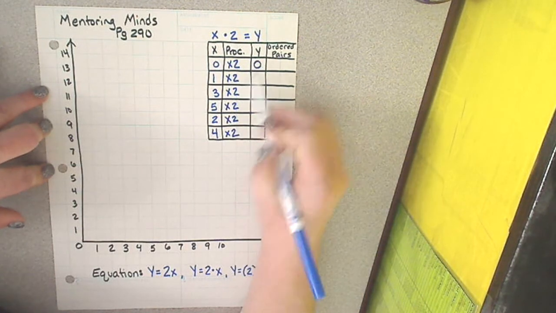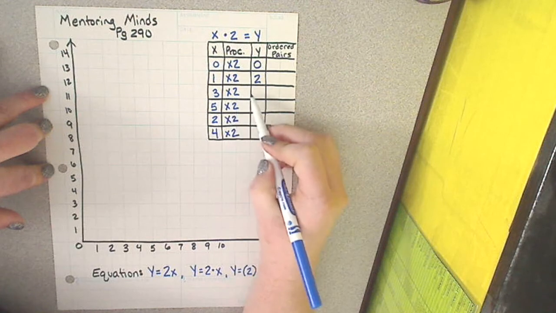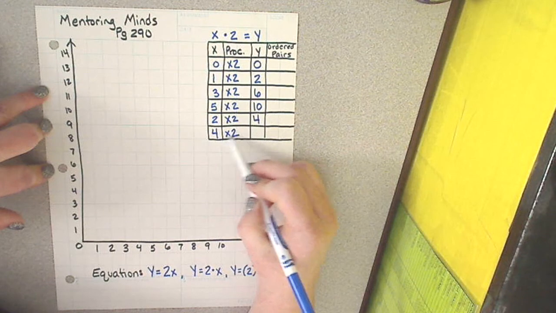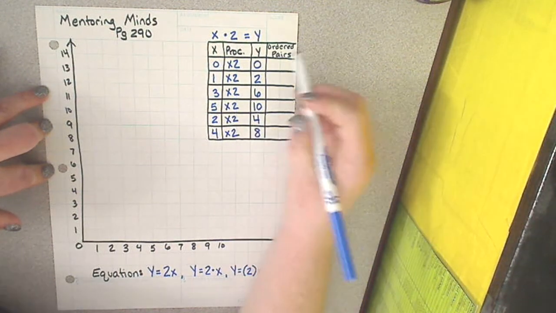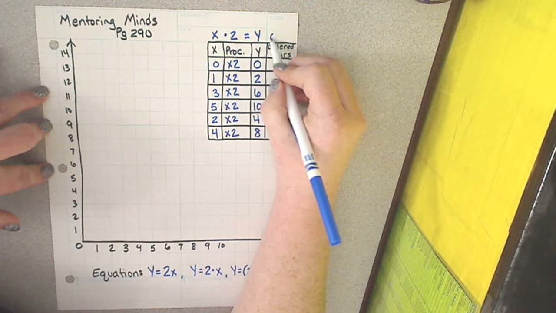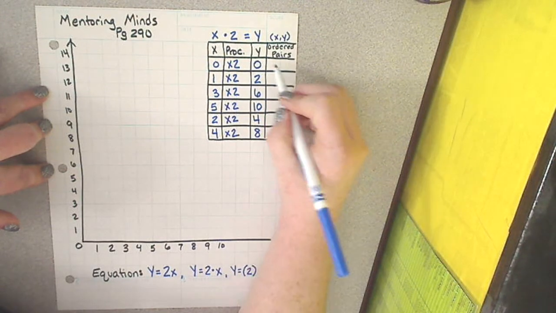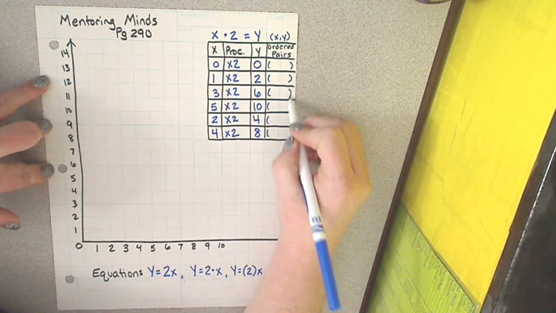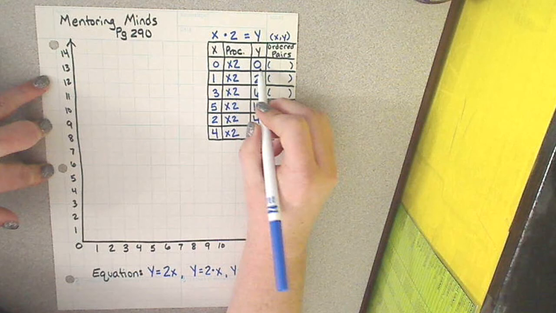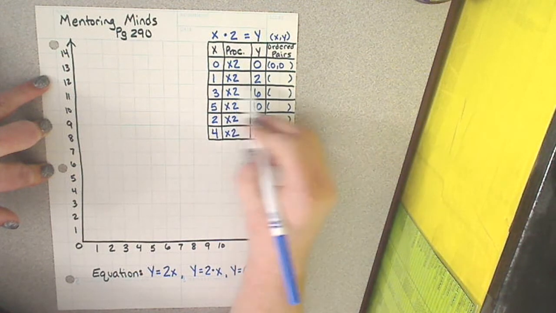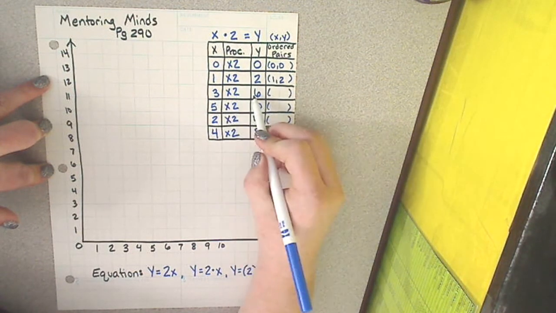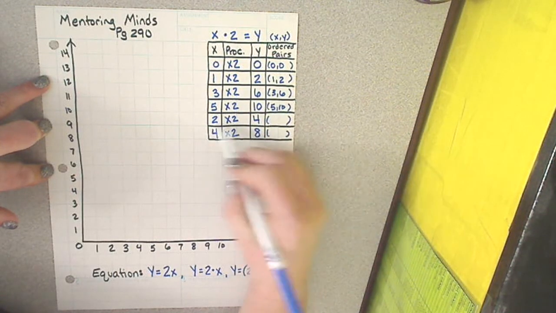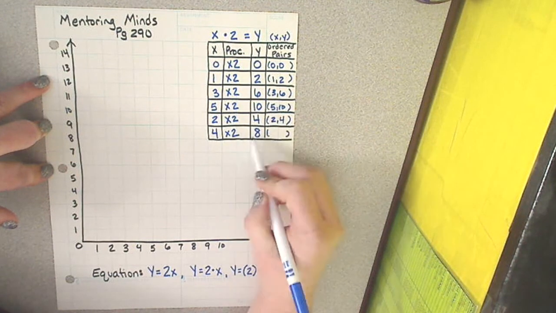Zero times 2 is 0. 1 times 2 is 2. 3 times 2 is 6. 5 times 2 is 10. 2 times 2 is 4. 4 times 2 is 8. So our ordered pairs, going x comma y, I'm going to go ahead and put my parentheses in here just to make this a little quicker on myself: (0, 0), (1, 2), (3, 6), (5, 10), (2, 4), (4, 8).